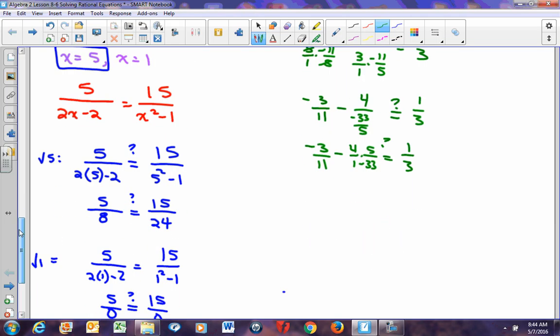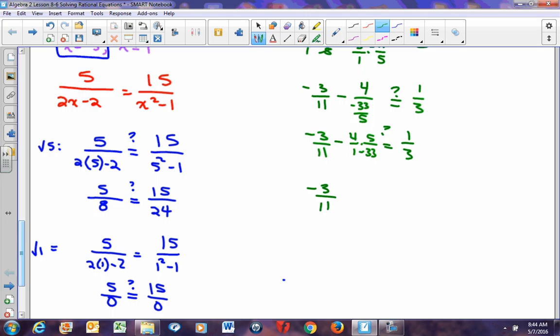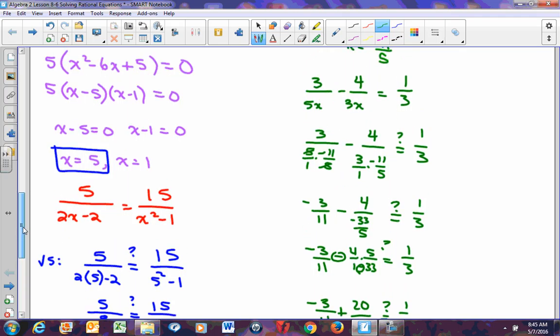Okay. So, going a little bit further, negative 3 over 11 is then going to end up to be plus, because I've got a negative here and a negative there. So plus 20 over 33, does that equal 1/3? Negative 3 over 11, to get a common denominator of 33, you can multiply the bottom by 3, so that equals negative 9 over 33 plus 20 over 33, which equals 11 over 33, which equals 1/3. It checks. So the check was harder than the problem itself.